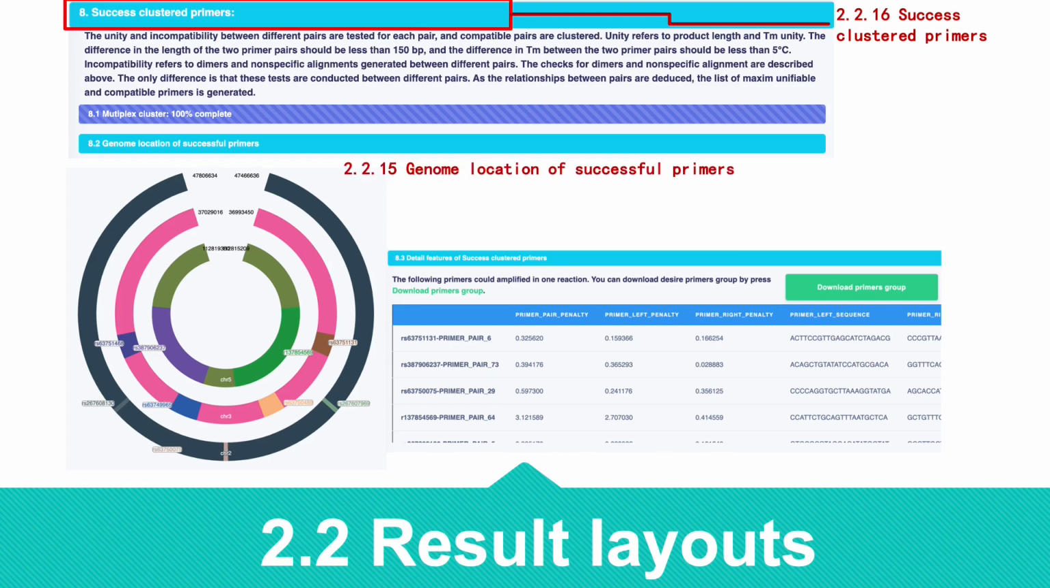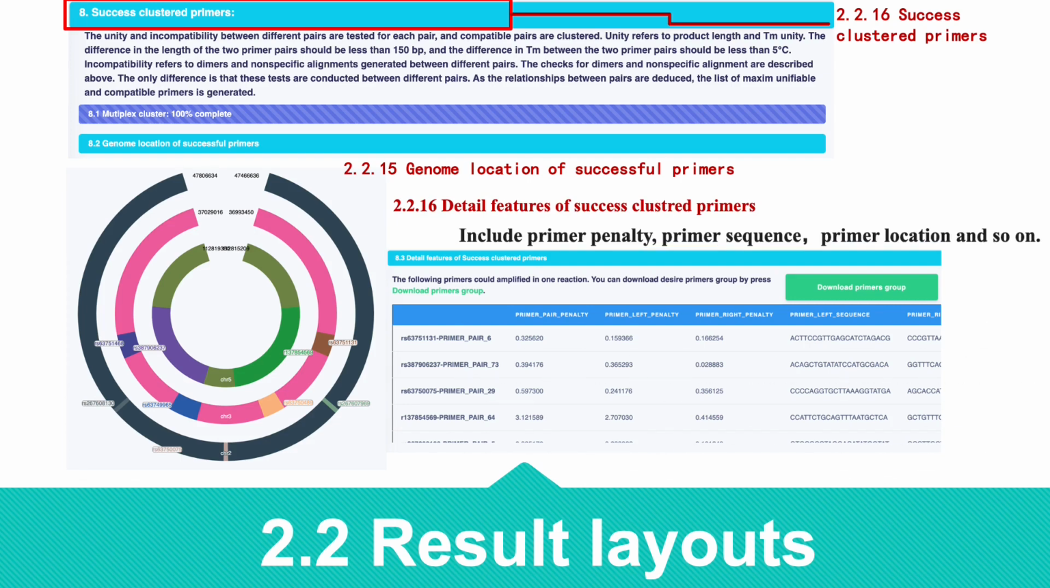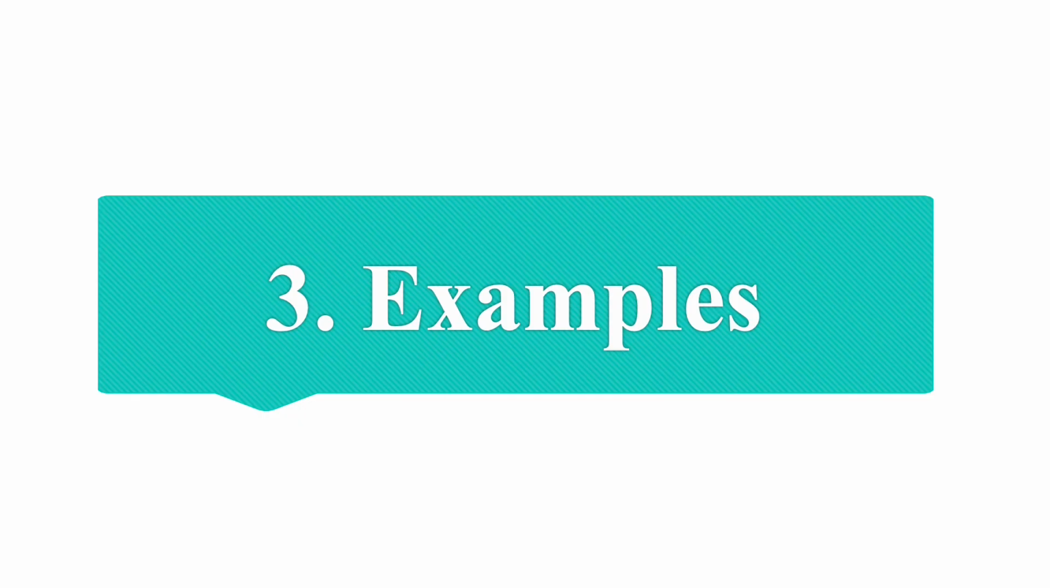The overview of the genome location of the compatible primer set will be shown as a Circos map. You can also check details of primers of the compatible primer set, including primer penalty, primer sequence, primer location and so on. Download the whole multiplex primer set. You can synthesize primers with the downloaded files.